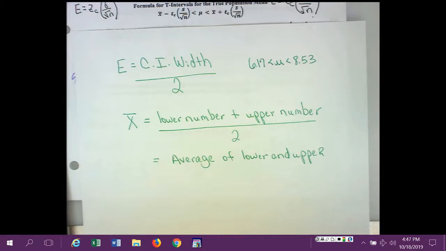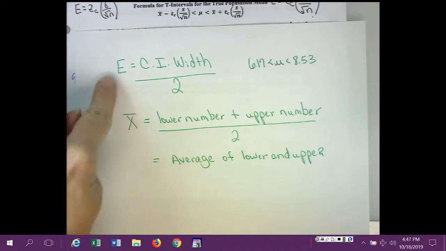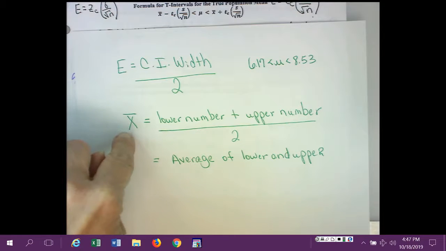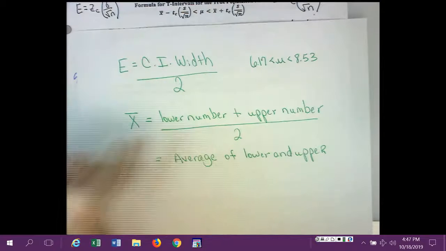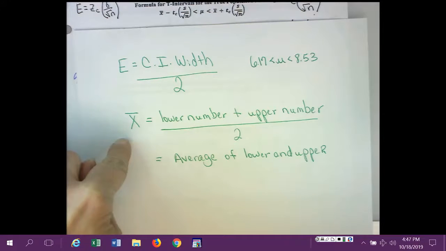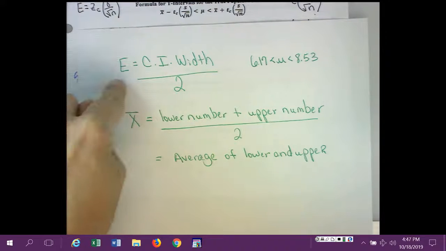And that concludes problem number 2. Here's a general formula for E, and here's a general formula for X bar. Lower and upper. Average of lower and upper. This is the confidence interval width divided by 2.